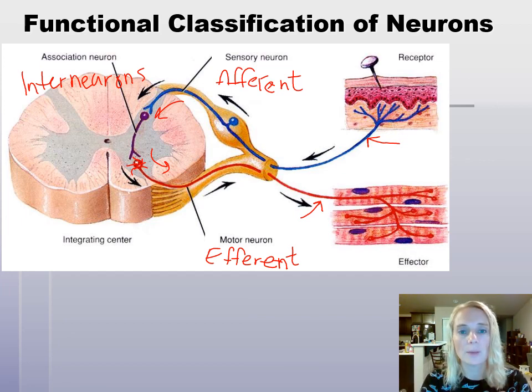Okay, so that wraps up our lesson on anatomy of a neuron and the different classifications structurally and functionally.